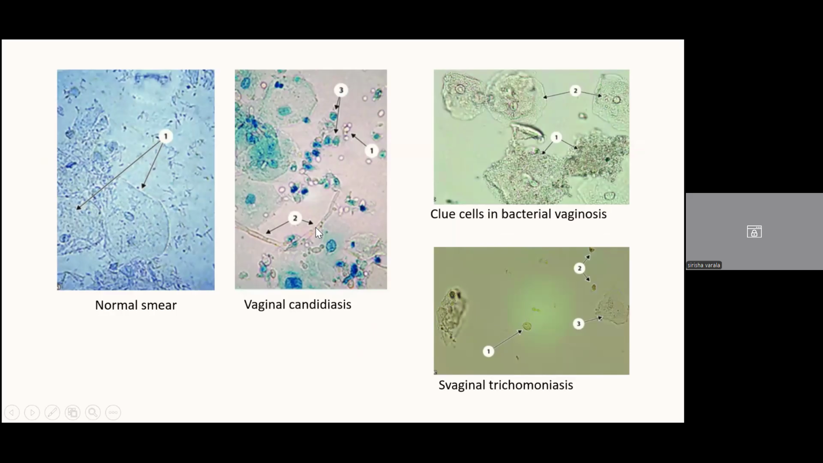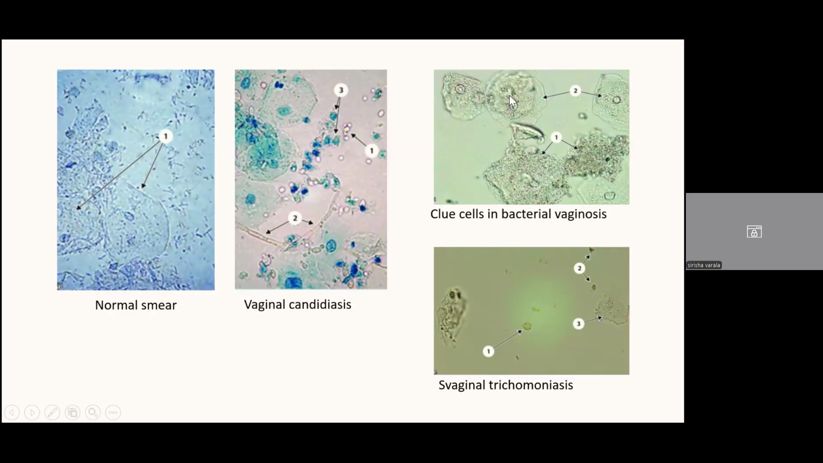In vaginal candidiasis, these are the budding yeast cells and these are the pseudo-hyphae. This is a clue cell here in bacterial vaginosis. A clue cell is the one which is studded with bacteria so that the periphery, the margins, are lost. So they are very ill-defined as opposed to this normal margin which is very well-defined.